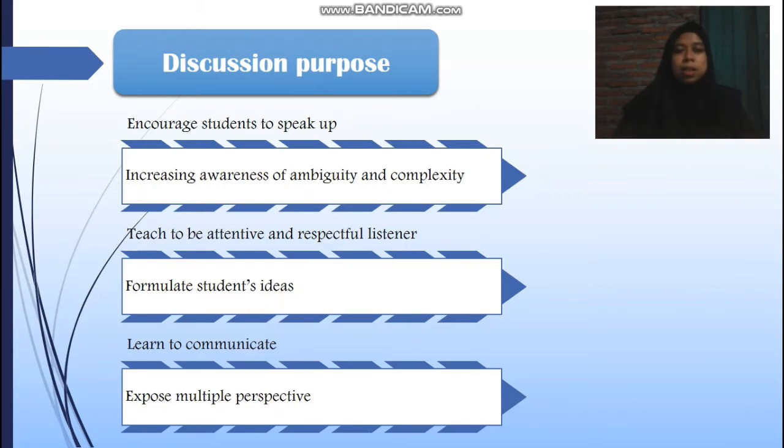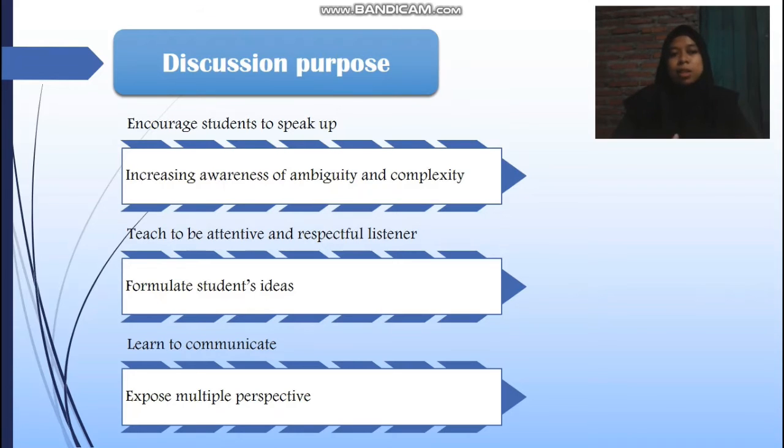Discussion is one of the most popular techniques in teaching. Why? Because first, it encourages students to speak up, as we know that speaking is important in our life. So the discussion technique will teach students how to speak up bravely in front of people.